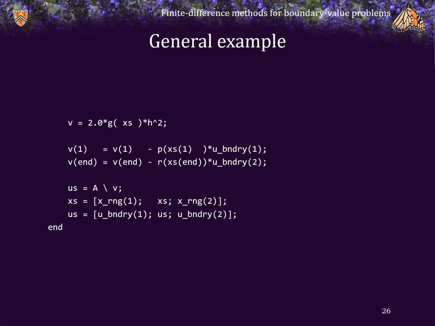We then solve the system, add the first and last points A and B, and then add the two boundary conditions on either side of the resulting output vector. Okay, and we're done.